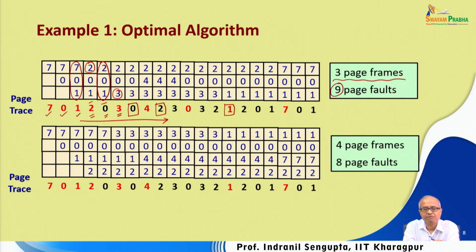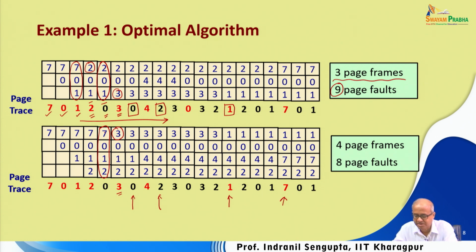And for 4 frames, similarly we have carried on, except for example, let us see one step, let us say here, let us say 3, let us look at here. So, right now the memory contains 7, 0, 1 and 2, look into the future, where is 7? 7 is here, 0 is here, 1 is here, 2 is here. Out of these 4, 7 is the farthest. So, you will have to replace 7 and bring in 3.